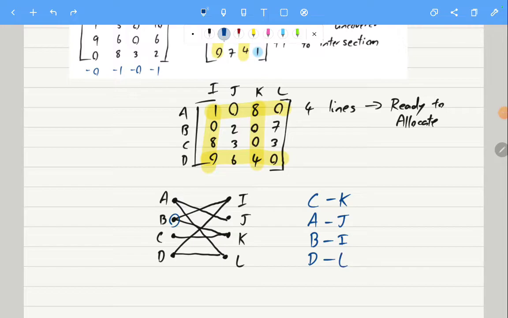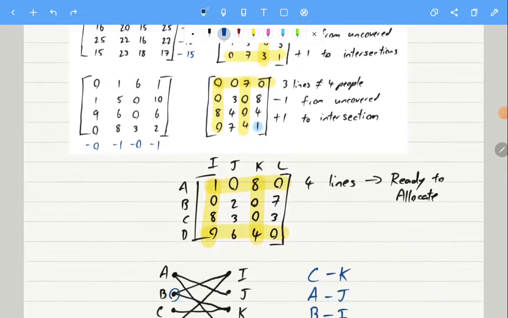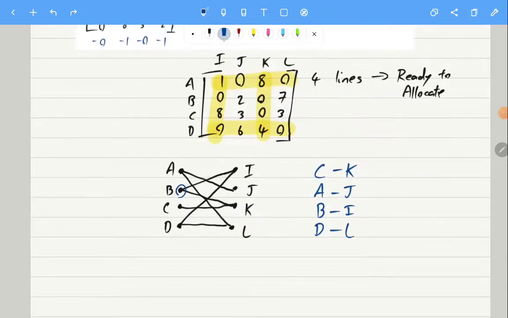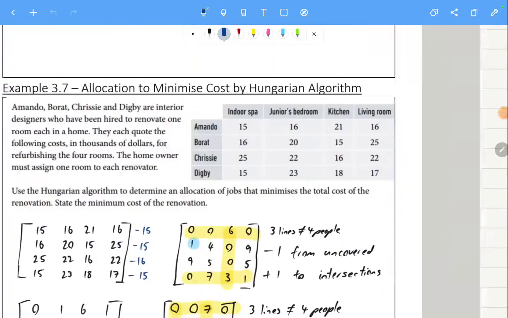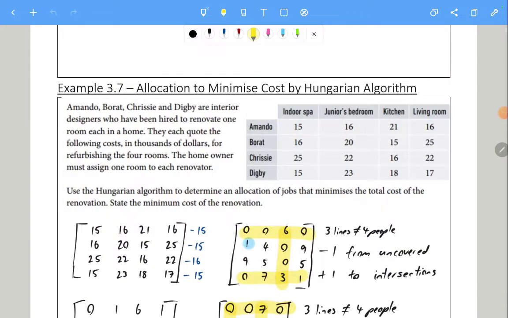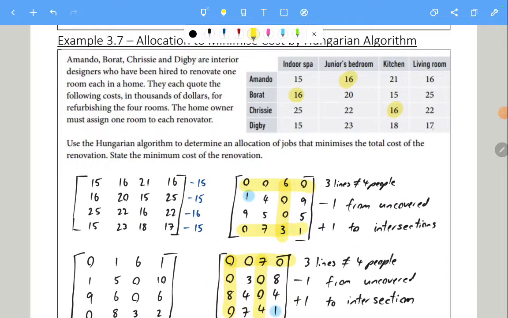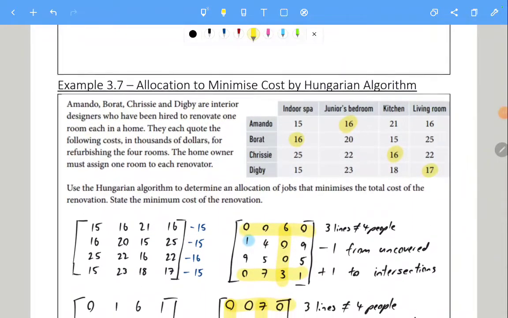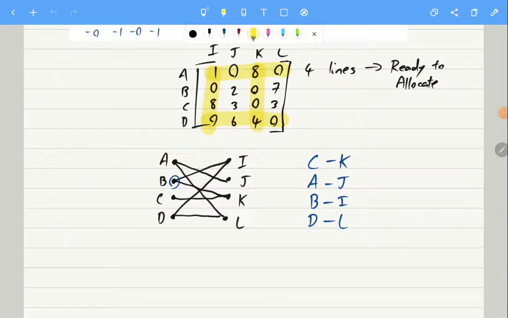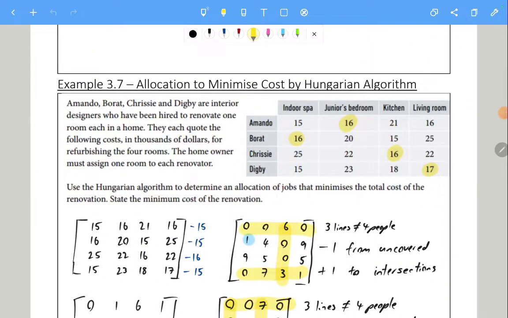So now we've got an allocation. Now we just need to work out the cost. So we can either go back to the original table, which is what I usually do. So CK, AJ. And I think it was BI and DL, but let's just double check. Yep. So the total cost is going to be 16, 16, 16, 17.